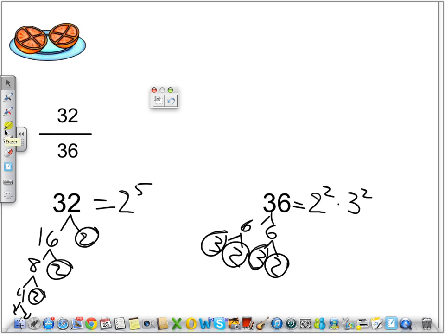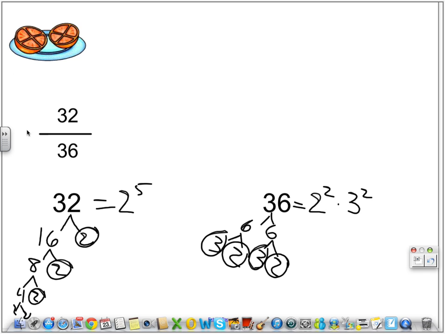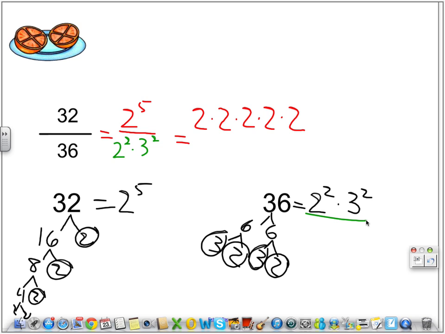So first, let me move this out of the way so it's not in my way. Okay, so now I'm going to look at 32 and I'm going to write it instead as 2 to the 5th, which is the same as 2 times 2 times 2 times 2 times 2. 36 I'm going to write as 2 to the 2nd times 3 to the 2nd, because I got that from over here. And if I write that one all the way out, I'll have 2 times 2 times 3 times 3.